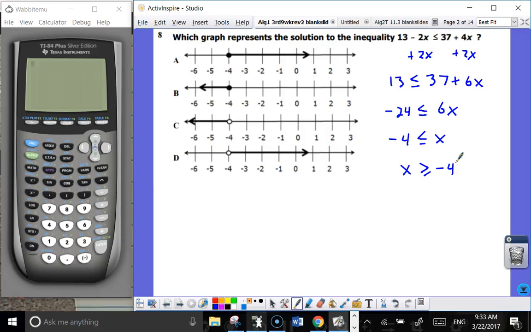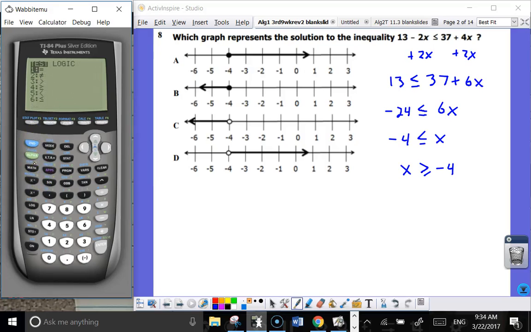Now here's how you can do this with the calculator. If you go to y equals, we're going to put that inequality to the right of the equal sign, the whole thing. This is something you haven't seen yet. First I'm going to put in 13 minus 2x. Then I need that less than or equal to. Second math, and you see all the inequality symbols right there.